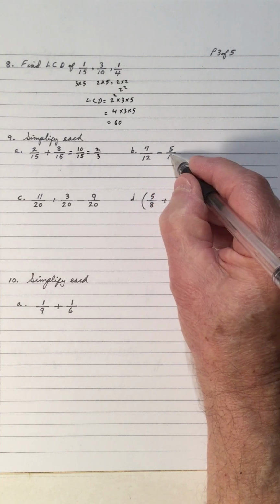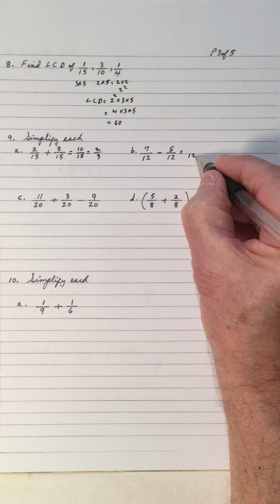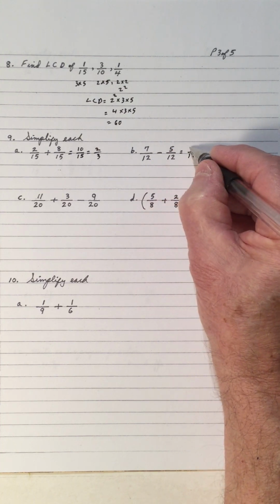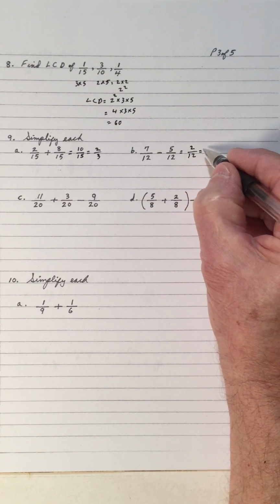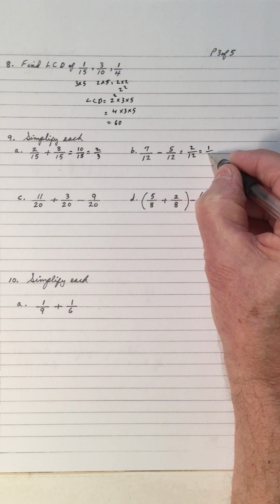And again, we have subtracting fractions. We need a common denominator, and there's already 12. So 7 subtract 5 is 2. And is there a common factor? Yes, 2. 2 into 2 goes once. 2 into 12 goes 6.